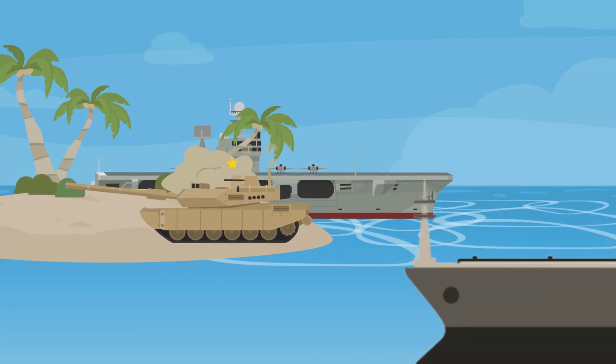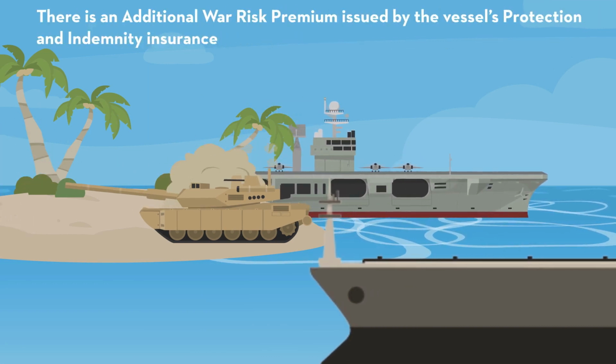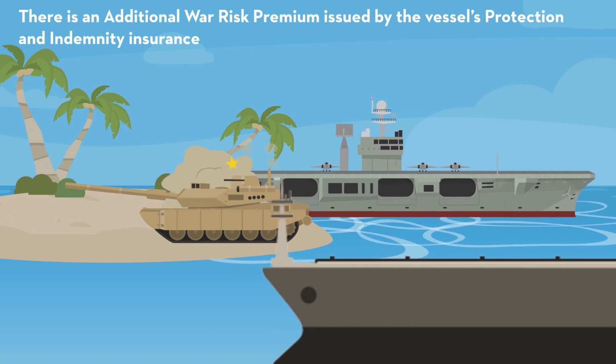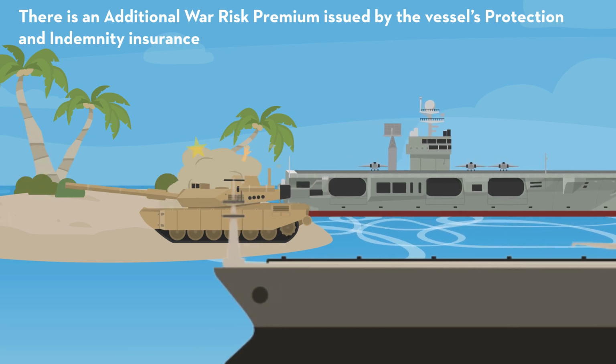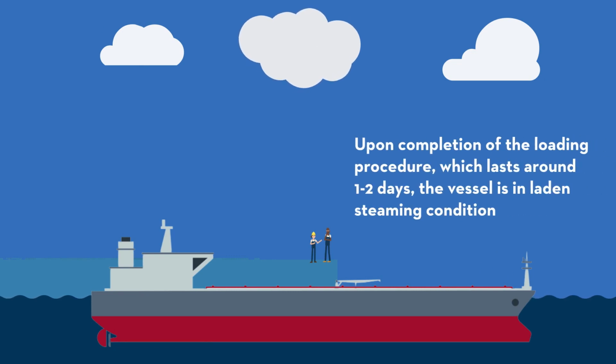In case the vessel intends to enter an excluded area presenting a perceived enhanced risk, there is an additional war risk premium issued by the vessel's protection and indemnity insurance. Upon completion of the loading procedure, which lasts around 1 to 2 days, depending on the quantity, cargo type, and pumping rate, the vessel is in laden steaming condition.